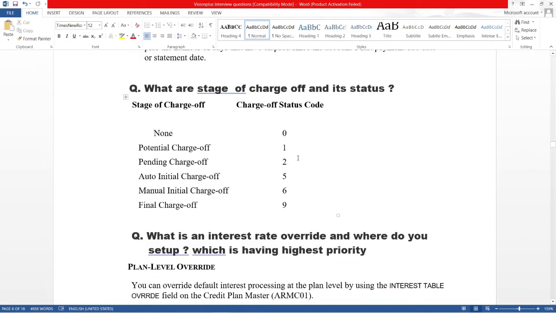Now, what are the various stages of charge-off and their statuses? The answer to this question may vary from business to business, but this is the most common answer people give. None means 0, potential charge-off is 1, pending charge-off is 2, auto initial charge-off is 5, manual initial charge-off is 6, and final charge-off is 9.